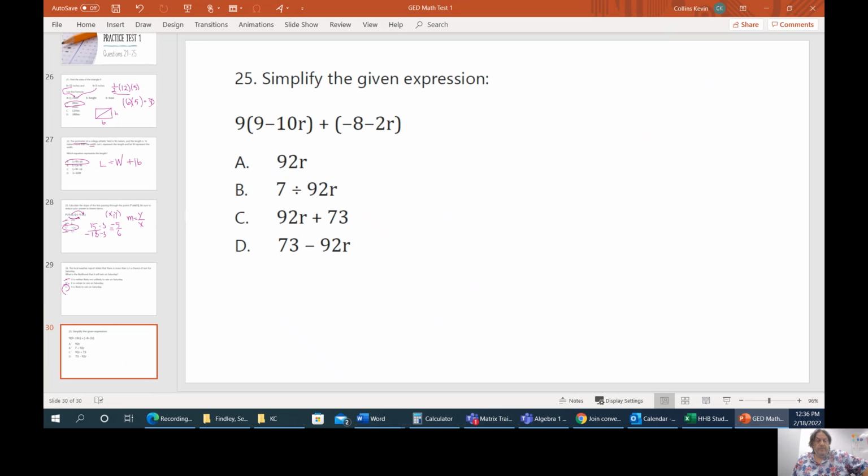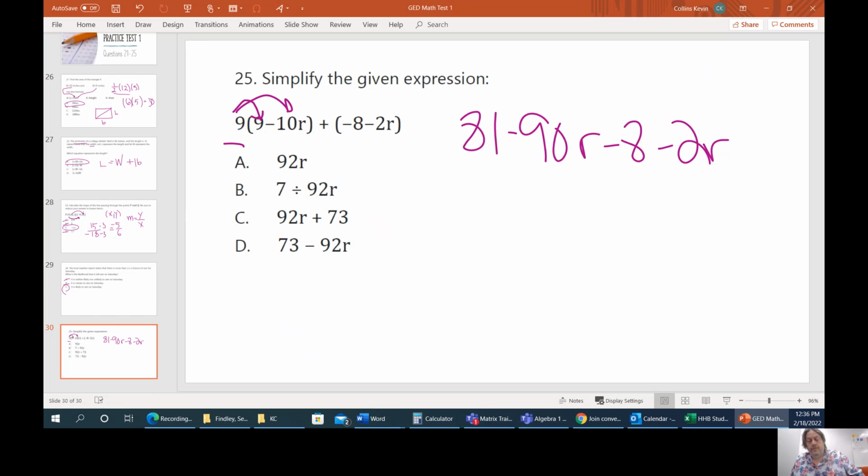So simplify the given expression. This is something known as the distributive property. Notice that we have this 9 out front here. We have some stuff inside the parentheses. What this means is they want us to take that 9 and multiply it by each of the terms inside the parentheses. So 9 times 9 is 81. 9 times negative 10 is minus 90. And then bring the r along for the ride. And over here, since we're adding a negative number, we can just say subtract 8 and subtract 2r.